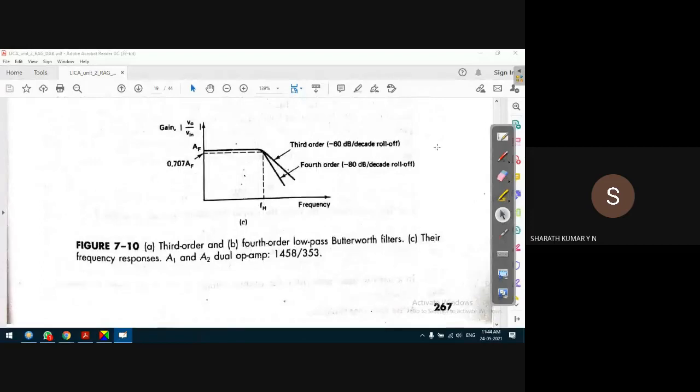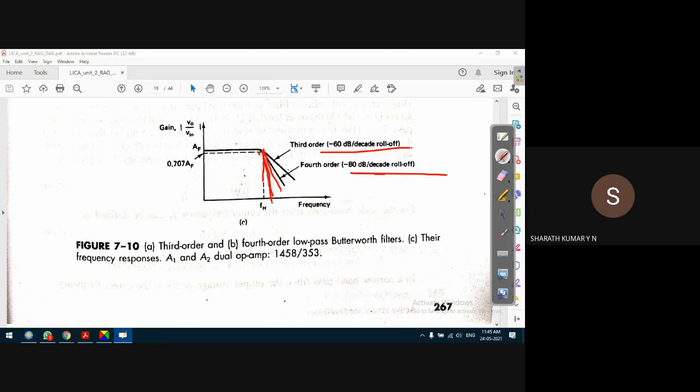From this graph we can observe that the third order filter is minus 60 dB per decade, since it's a low pass filter. The fourth order further improves, at minus 80 dB per decade. Maybe the fifth order will be something like this. The sixth order is even further improved. The seventh order maybe something like this.